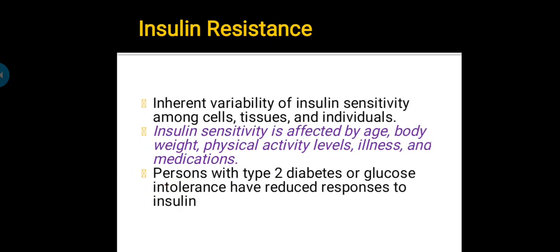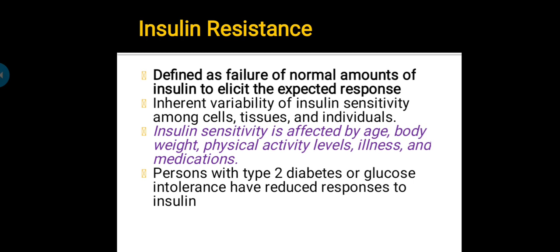Next, what is insulin resistance? Insulin resistance is defined as failure of normal amounts of insulin to elicit the expected response. So this is the defect which is seen mostly in type 2 diabetes mellitus patients. In type 1 there is an insulin secretory defect, but in type 2 there is insulin resistance. And there is inherent variability of insulin sensitivity among cells, tissues, and individuals. Insulin sensitivity is affected by age, body weight, physical activity levels, illness, and medications.